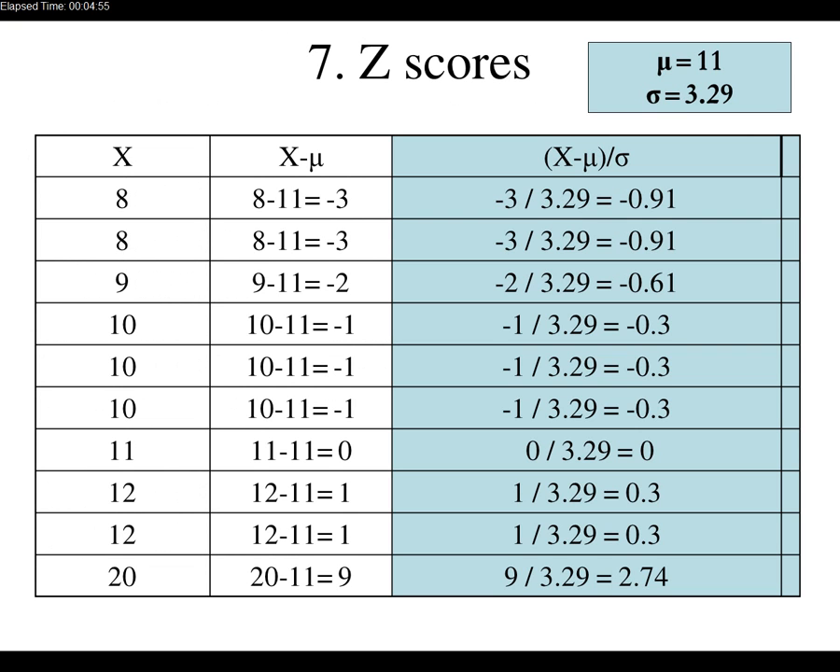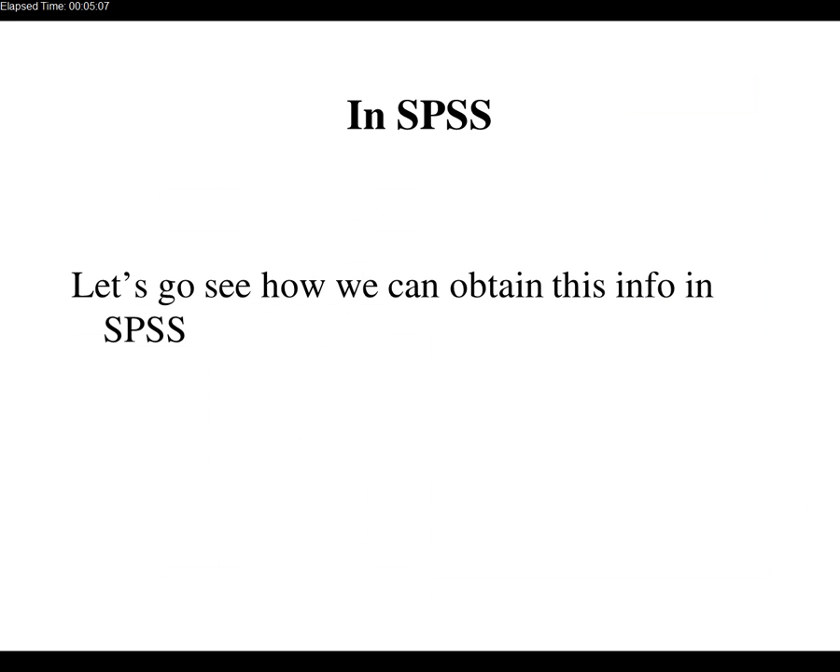And here are the z-scores. Okay, remember how to do the z-scores? The mean is 11. The standard deviation is 3.29. There's the table. So let's go see how to do this in SPSS.